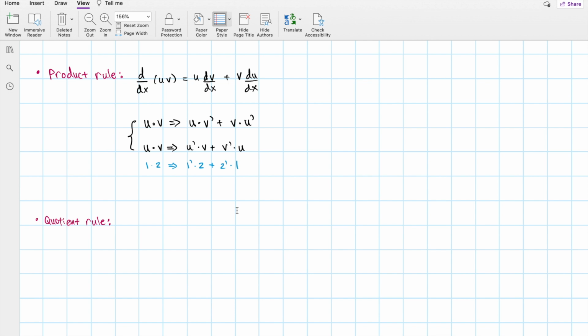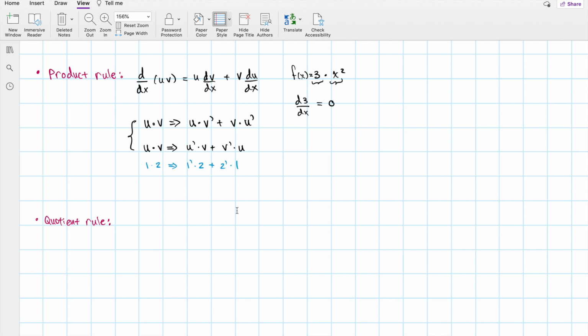Say I have 3 times x squared. So in this case, we have two things being multiplied together. Well, the rule says that if we're multiplying these two things, we take the derivative of one times the other plus the derivative of the second one times the other. So let's see this way. If I take the derivative of 3 over dx, well, that's a constant, and we know that the derivative is just going to be 0.